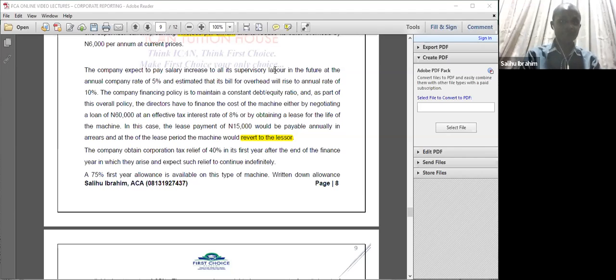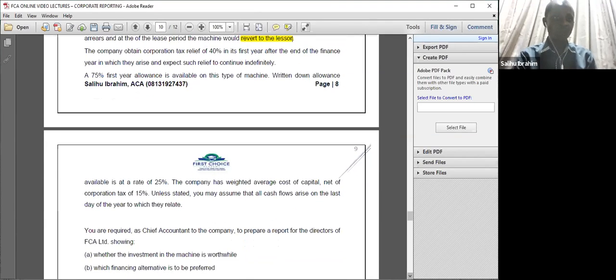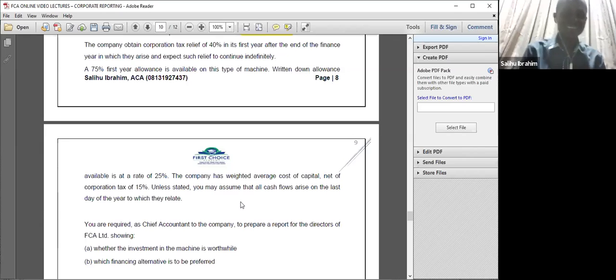A 75% first year allowance is available on this type of machine. Written down allowance available is at a rate of 25%. So in the first year capital allowance is 75%. But after the first year, capital allowance will now be at what? 25%, reducing balance. The company has weighted average cost of capital, net of corporation tax, of 15%.